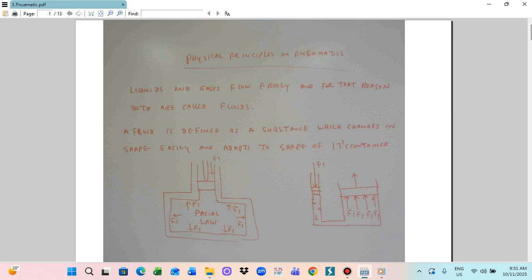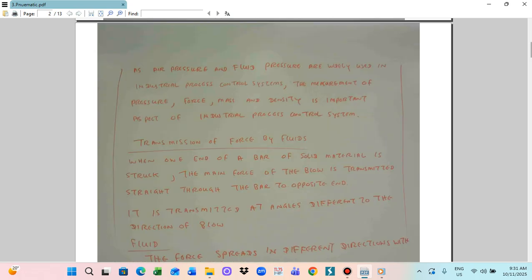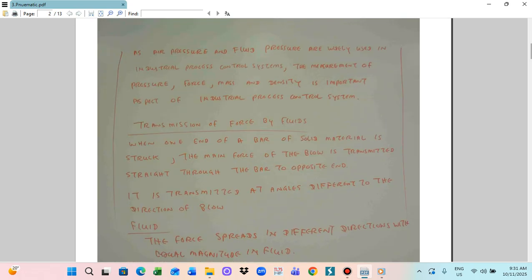Before going through the pneumatic system, something that flows freely is called a fluid. A fluid is a substance which changes shape easily and adapts to the shape of its container. So this means that the shape of the fluid depends on the shape of the container. Another one is the fluid principle, which means that when force is applied at one point, the forces are equally spread.